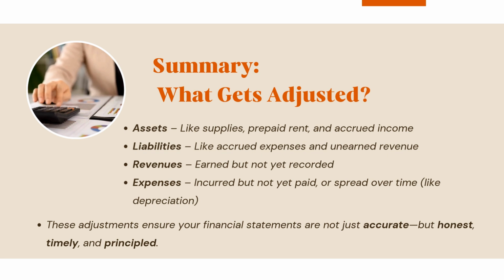Summary. What gets adjusted? Here's a quick recap of what typically needs adjusting under the accrual basis. Assets, like supplies, prepaid rent, and accrued income. Liabilities, like accrued expenses and unearned revenue. Revenues, earned but not yet recorded. Expenses, incurred but not yet paid or spread over time, like depreciation. These adjustments ensure your financial statements are not just accurate, but honest, timely, and principled.